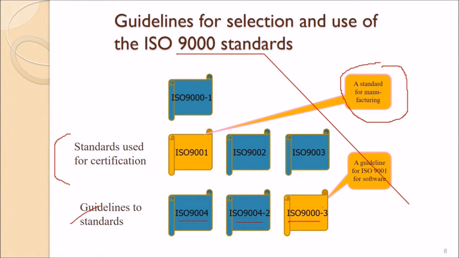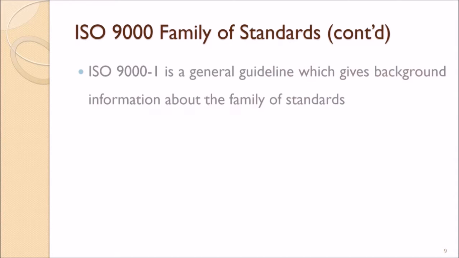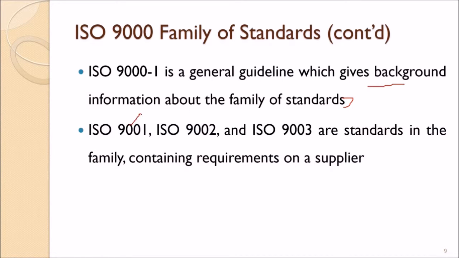And I want to highlight here and emphasize that ISO 9003, let me write it here, ISO 9003, it is a guideline for ISO 9001 for software. ISO 9003 hyphen. So ISO 9001 is a general guideline which gives background information about the family of standards. In this ISO 9001 or ISO 9002 or ISO 9003, these are the standards in the family of ISO 9000 containing requirements on a supplier.